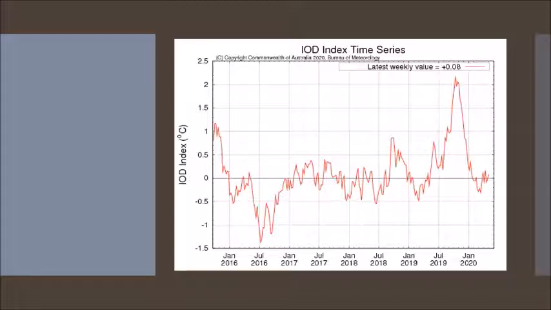Since the bushfires, we've actually had an abnormal amount of rain. It's been much above average, and in Melbourne, it's actually been the wettest start to the year on record. So again, not solely based on this IOD climate pattern, but this is an influencer of what's happening in Australia and Australia's climate.